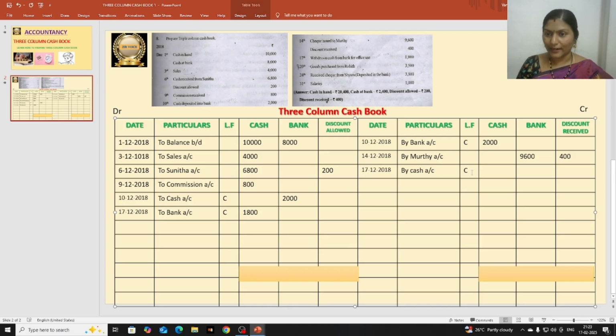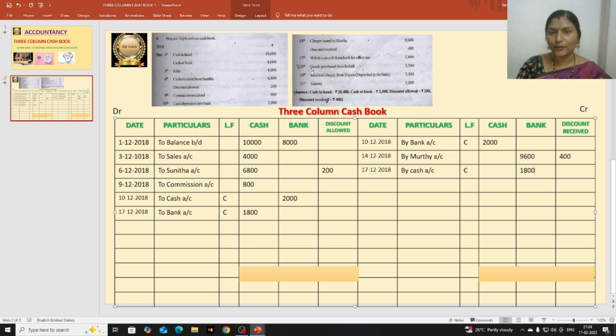Now cash we recorded. Where to put the amount? If you write cash, you should mention the amount in the bank column. Let us record in the bank column. What is the amount? 1800. Okay. So let us go and discuss the next one.